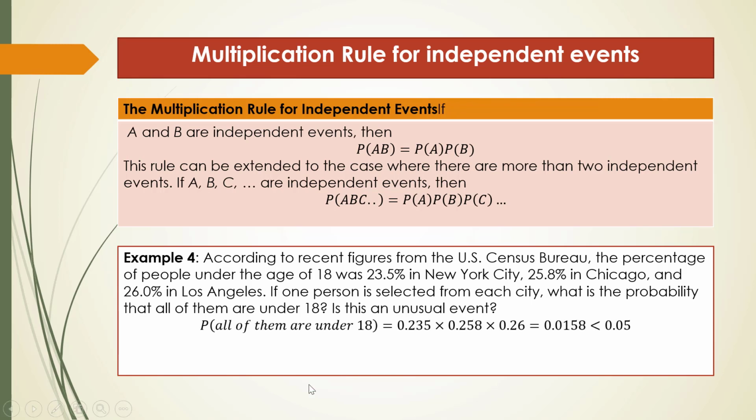So the probability that the person from New York City is under 18 is 0.235. The probability that the second person from Chicago is under 18 is 0.258, and the probability for the third person from Los Angeles to be under 18 is 0.26. So multiply them all together, we get 0.0158 as the probability that all of them are under 18, and this probability is less than 0.05. So this is an unusual event.